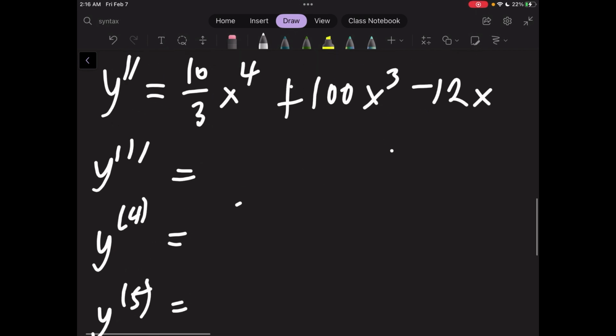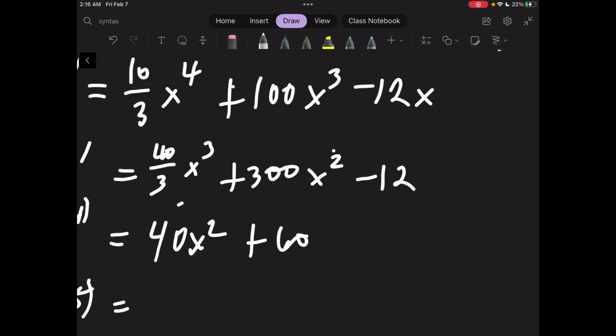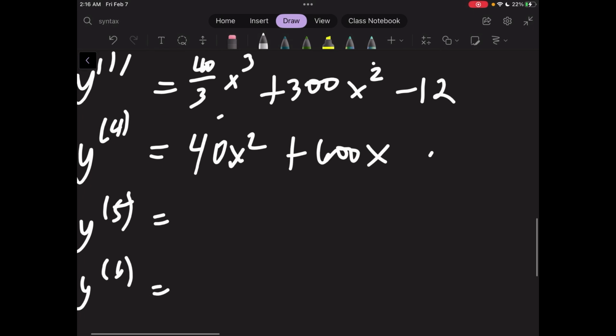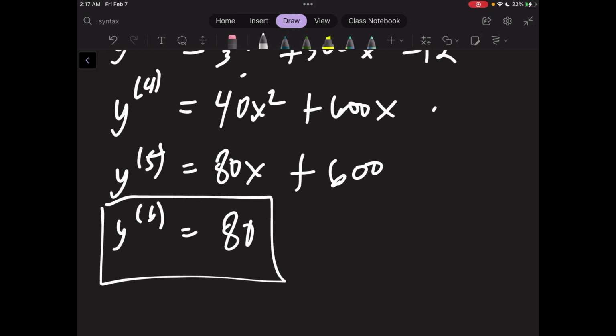So third derivative, 4 times 10 over 3 is 40 over 3, then x raised to 4 minus 1, x cubed, plus 100 times 3, which is 300, x squared, minus 12. And for this one, 40 over 3 times 3 is 40 x squared plus 2 times 300, 600x, constant 0. Next we have this: 2 times 40 is 80x plus 600. And lastly, the sixth derivative is 80 times x raised to 1 minus 1, 0, which is also 1. And the derivative of 600 is 0. So our sixth derivative is 80.